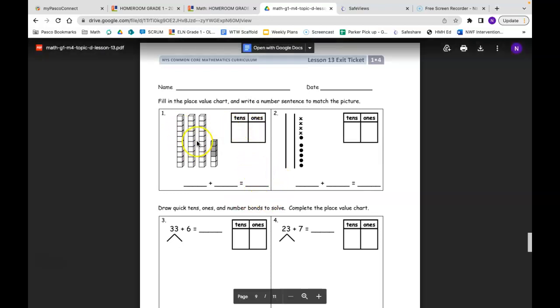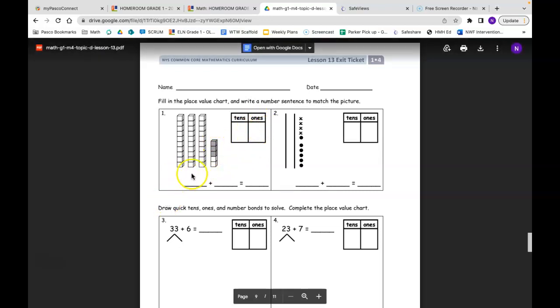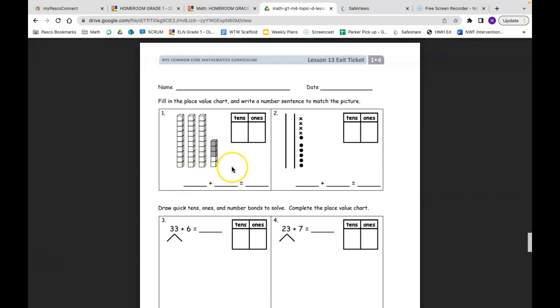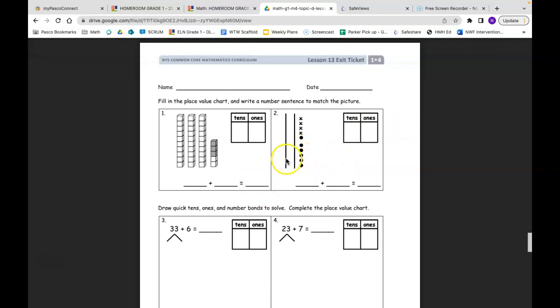So for example, we have 10, 20, 30. So we have 30. So we have 3 tens, and then how many ones? 1, 2, 3, 4, 5 ones. So down here, your number sentence is going to look like 30 plus your ones, 5, equals what? Okay? Same thing for over here. Remember, friends, these both equal a 10, and then here are your ones, okay? So I want you to fill that in here.